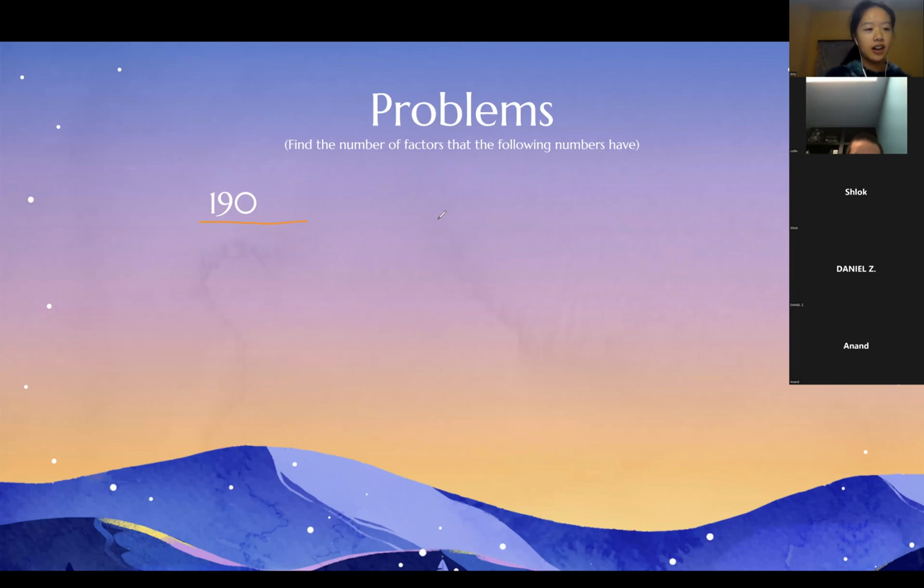Yeah, just to review, for 36, what we did was we found the prime factorization, which is 2 squared times 3 squared. Then we took all of the exponents, we added 1 to the exponents, so they became 3. And then we multiplied all the exponents together to get the number of factors. So take the prime factorization, add 1 to the exponents, and then multiply them together.